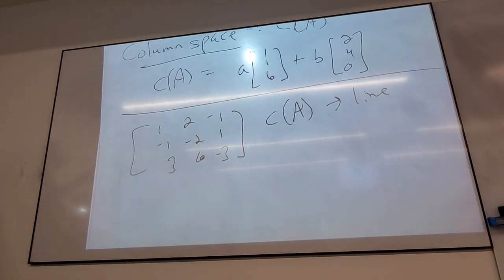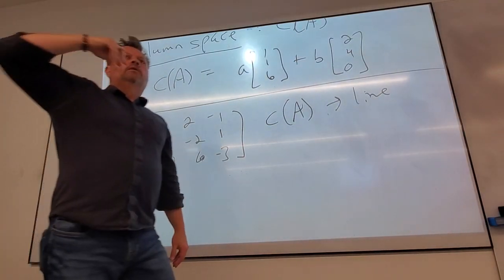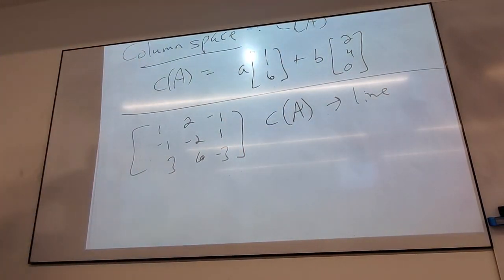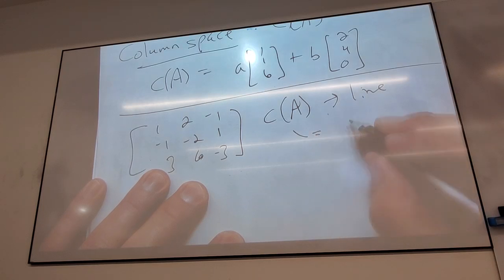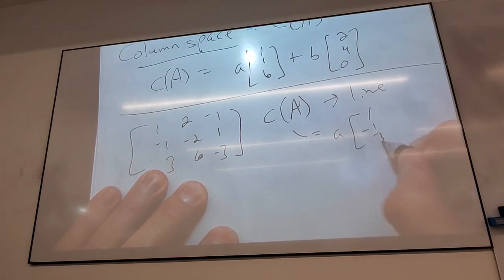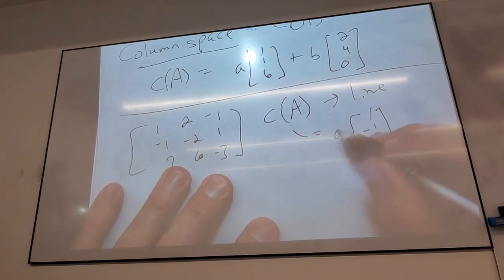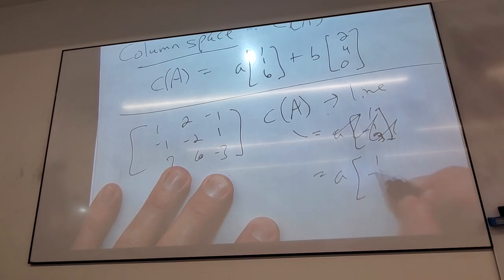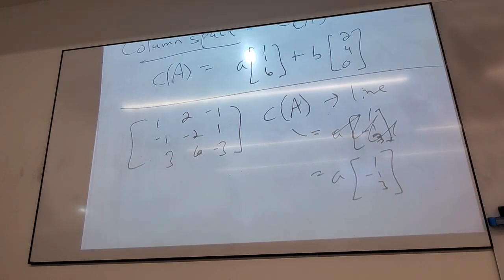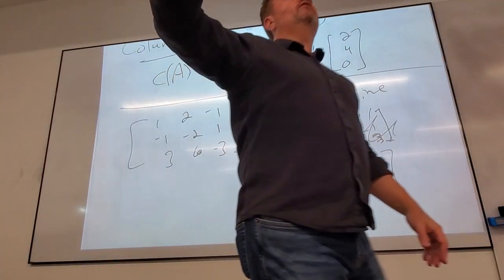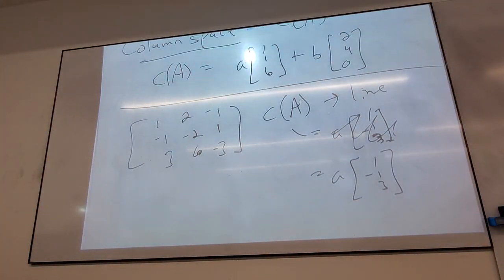What's a more mathematical way to answer the question? A constant multiple times 1, -1, 3. Yes, good. You could also say that this would be equal to any multiple times 1, -1, 3. Because the other two columns don't give me anything new to construct other things with. I've already got that.